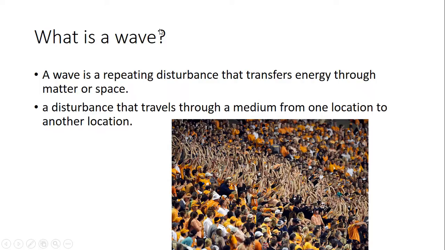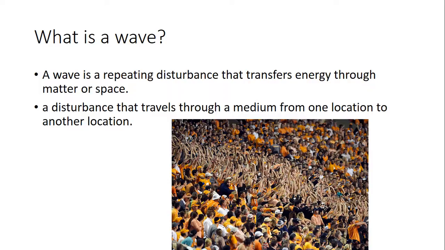A wave is a repeating disturbance that transfers energy through matter or space, or it can also be defined as a disturbance that travels through a medium from one location to another location. So, for a wave to occur, there has to be some sort of disturbance, and that disturbance has to repeat through a medium from one location to another.